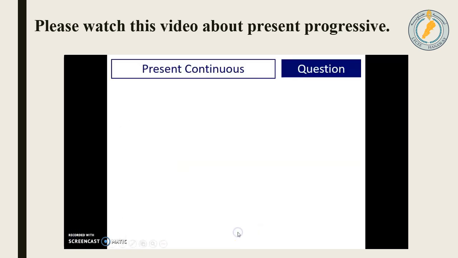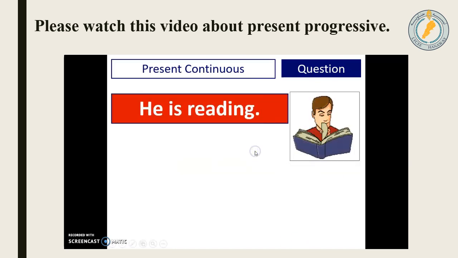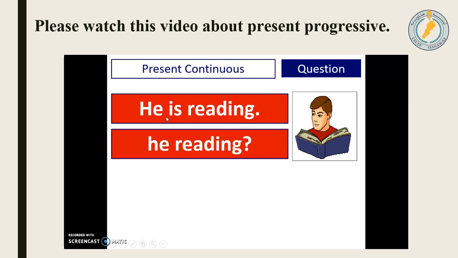Now let's see the question form of the present continuous tense. I want you to look at this picture. What is this man doing? He is reading. So let's make this sentence in the question form. Can I say he reading? Question mark? Of course not. Something is missing over here. What is that? Is. Is missing.